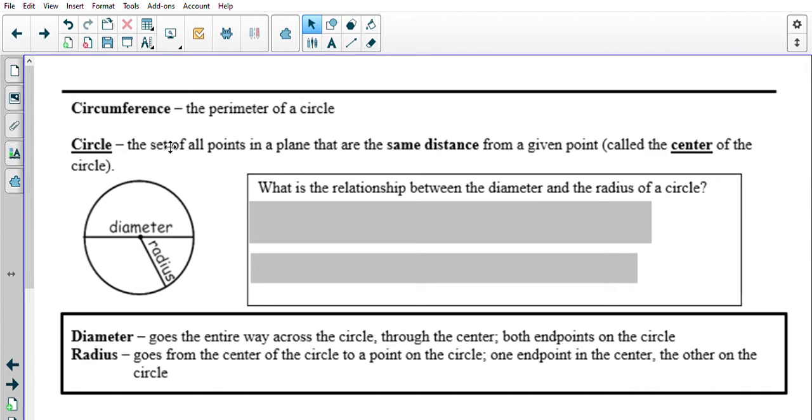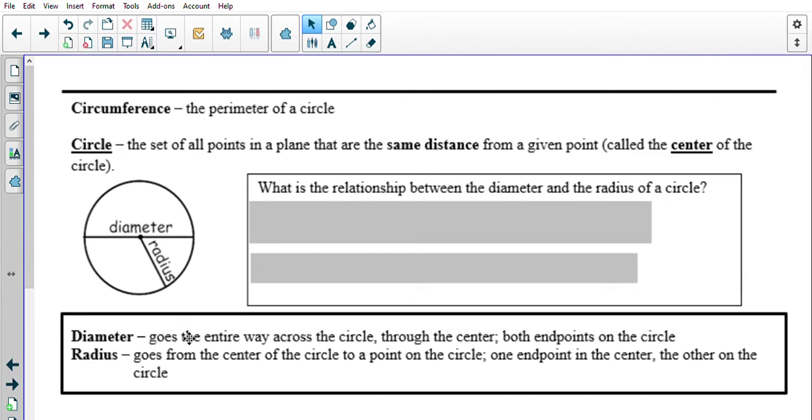So it's all the points that are the same distance or equidistant from your given point, which is called the center of the circle. Now, in this picture, we're showing you both the diameter and the radius, or a diameter and a radius of the circle. Note that the diameter goes the entire way across the circle through the center, both endpoints of the diameter are on the circle, and it does have to go through the center. Whereas the radius goes from the center of the circle to a point on the circle. So one endpoint is in the center, the other is actually on the circle itself.